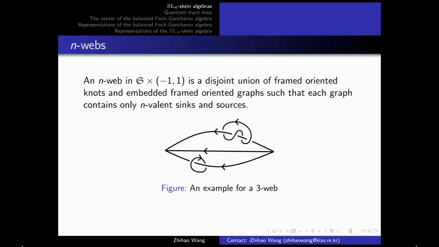Yeah, and here there's an example for a 3-web. It just means n is 3. You see we have 3 components. Two of them are knots. One of them is the graph. And here, this is a sink, this is a sink, yeah. This one is the source. So, yeah, any questions with the definition of the n-web? This is very important for this talk. Okay.